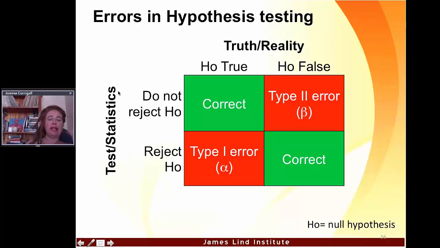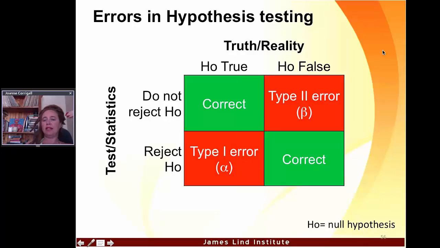So on the left-hand side, we have our test statistics. This is what our results of our statistics show. Either it says to us we can't reject the null hypothesis, or we can reject the null hypothesis. And then we can compare that to the actual truth in reality. If in fact the null hypothesis is true and we do not reject it, then that's correct. If we reject it mistakenly, then we call that a type 1 error.